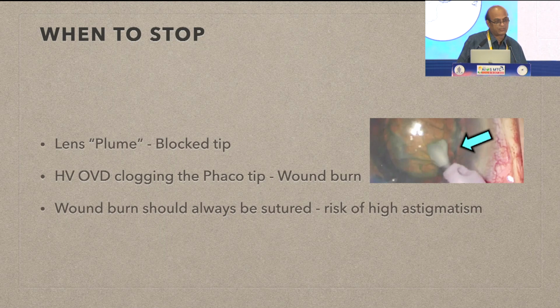Whenever you see a smoke kind of thing near the phaco tip, the lens plume, which we call, it indicates a blocked tip. It's because of the big nuclear fragment going and blocking the phaco tip. This will raise the temperature in the handpiece and might cause a wound burn. Even a high viscosity OVD can cause clogging of the phaco tip and can cause a wound burn. So wound burns should always be sutured, because there's a high risk of astigmatism.